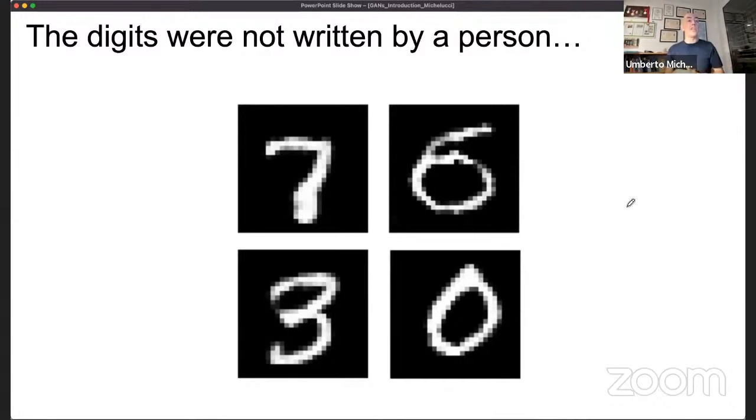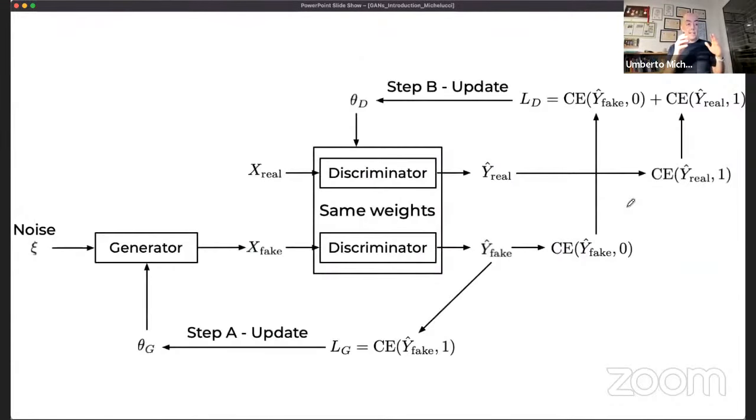Those digits were not actually written by a person, but were generated by a generator that has been trained exactly in the way that I showed you. You could say that the neural network has learned to write numbers, okay? Now, maybe some of you have noticed something that I have not discussed directly yet: if you take this as I have depicted it, it will just produce, for example, one number.